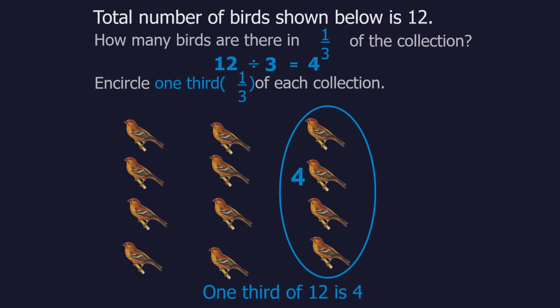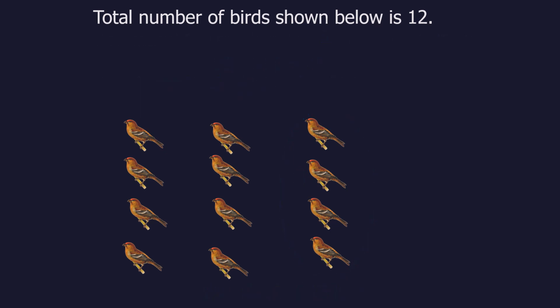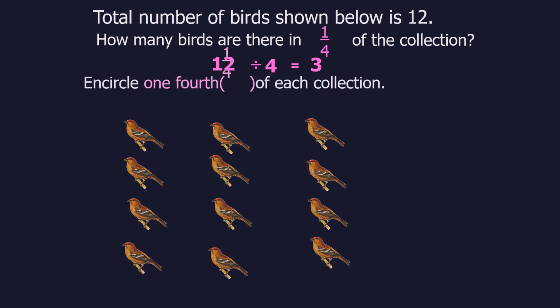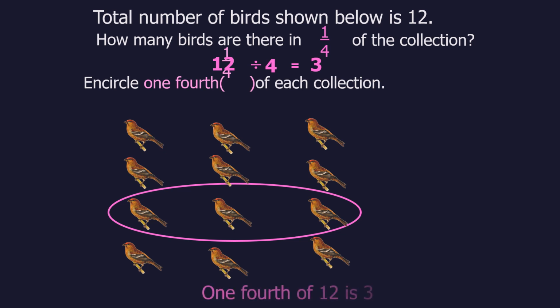Shall we do one more? Listen. How many birds are there in 1 by 4 of the collection? So 1 by 4 means we should divide 12 by 4. That is 3. So we can circle 1/4 of the birds. That is 3 birds will be there in 1/4 of the collection. So 1/4 of 12 is 3.